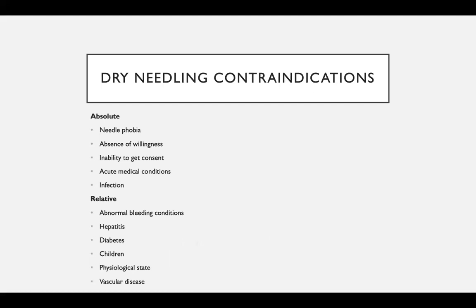So some absolute contraindications include needle phobia, absence of willingness, inability to get consent, acute medical conditions, and infection. Some relative contraindications are abnormal bleeding conditions, hepatitis, diabetes, children, physiological state, and vascular disease. Due to diabetes, dry needling can increase their blood sugar, but if regulated correctly, it may be okay to still dry needle them.